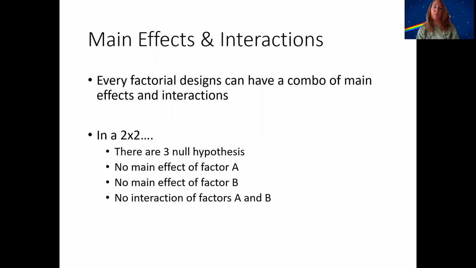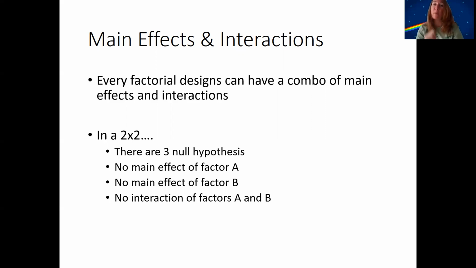Our null hypotheses that we're testing is if there is a main effect of factor A. So our null hypothesis would be that there's no difference between the two levels of our first independent variable. Our other null hypothesis is that there is not a difference between the two levels of our second independent variable. And then our third null hypothesis would be that these do not interact, and we will not see an interaction between factors A and B.